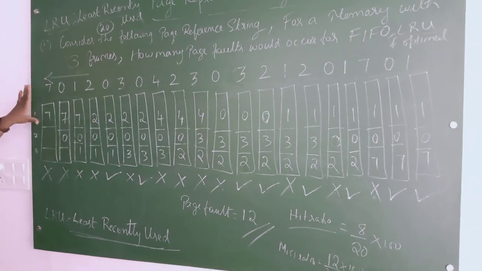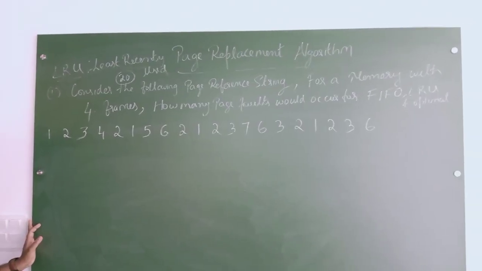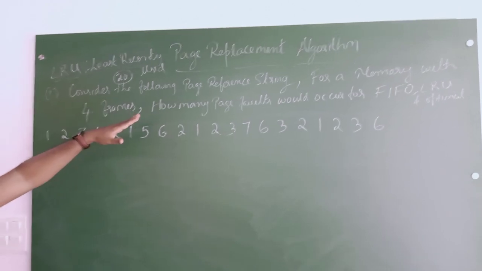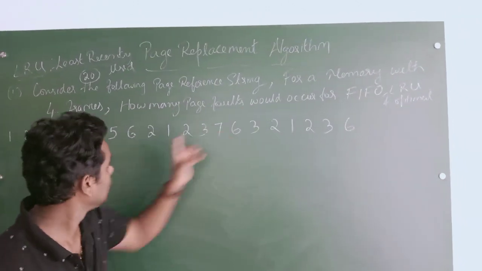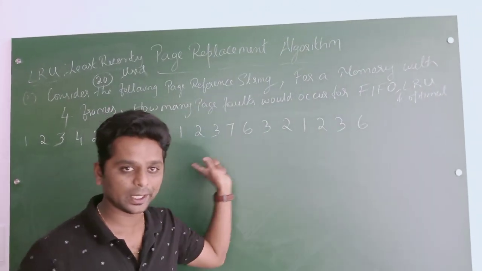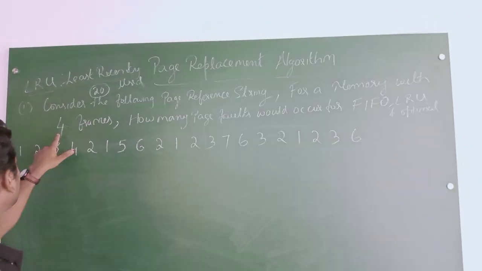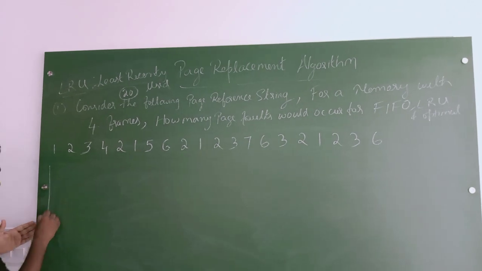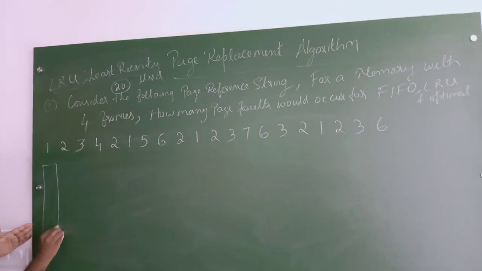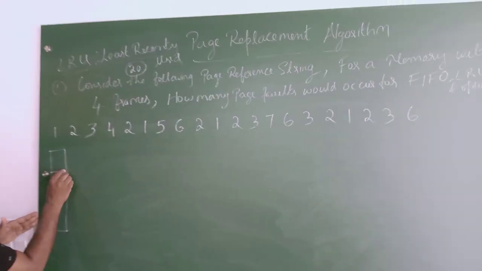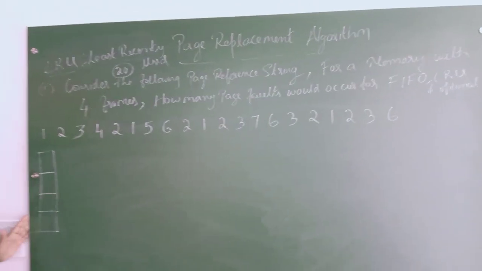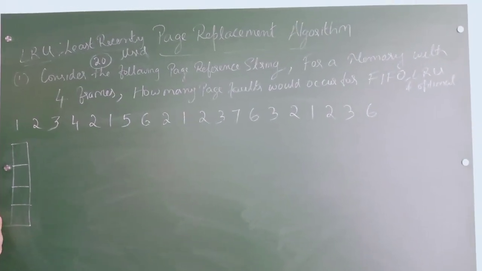We'll take one more example on LRU. They have said to consider the same page reference string as follows. Totally 20 pages are there in this particular order, and for a memory with how many frames? They have said it is 4 frames. At a time we can insert only 1 page.